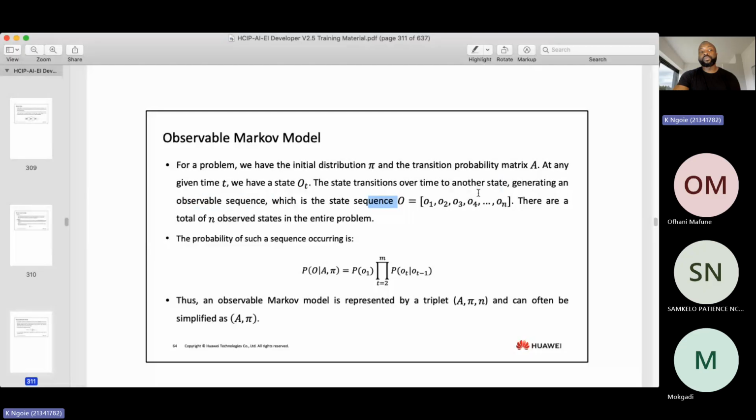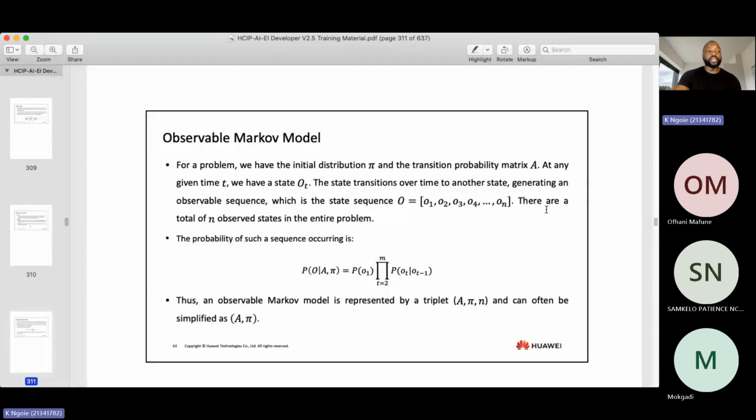So the state sequence will depend. In our case, we only have 3 states: rainy, sunny, and cloudy. But here we have many sequences. So these are the sequences at each time. At time 1, this is what we will observe.